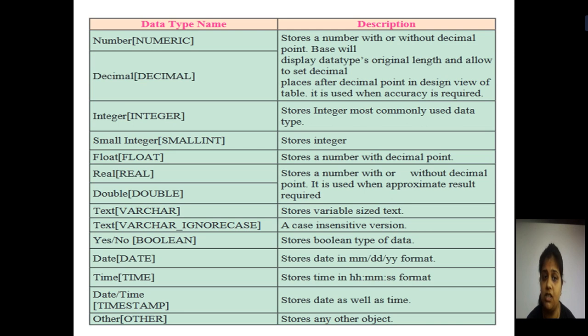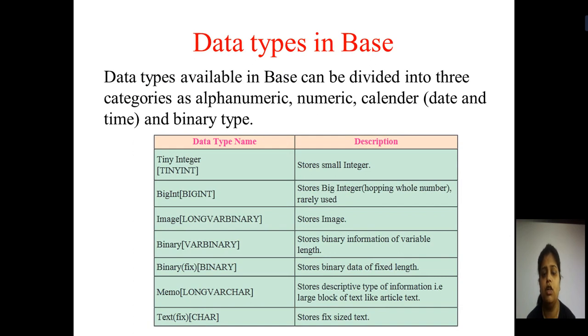You'll have to remember just which data type is used for what. In fill in the blanks it may be asked. Okay, so tiny integer is used to store the small integer value, whereas big int is used for storing the big integer value. This big int is very rarely used. Next, image is a data type in which you can store the image. Binary varchar and fixed: if you store the binary information in variable length size, then you will use binary varchar. If you have a fixed length of binary data, then that can be stored in binary fixed.